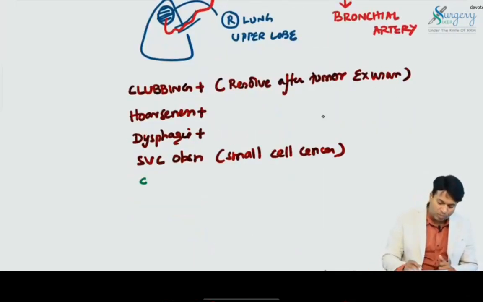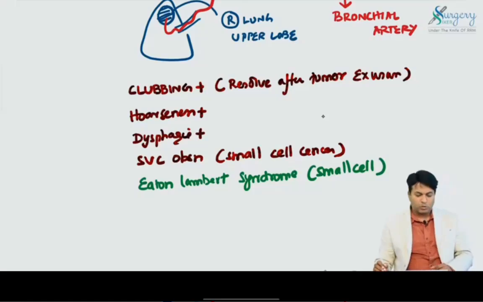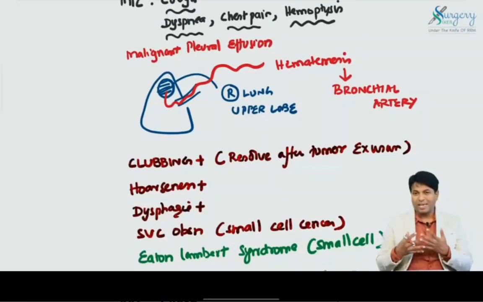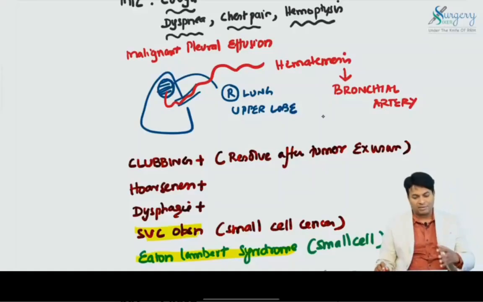Another important paraneoplastic syndrome is Eaton-Lambert syndrome, like myasthenia gravis. This patient may have Eaton-Lambert syndrome. It is also seen in small cell cancers. So please remember, these are the various features the patient presents with: cough, dyspnea, malignant pleural effusion, clubbing, hoarseness, dysphagia, SVC obstruction in small cell cancers, and Eaton-Lambert syndrome in small cell cancers.